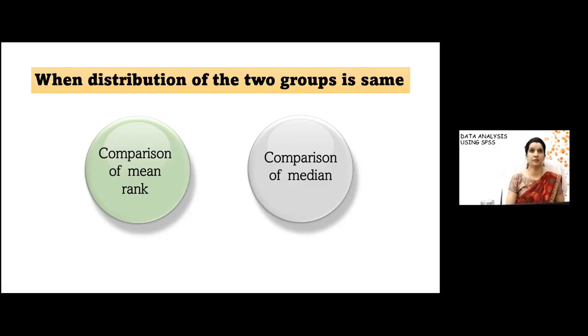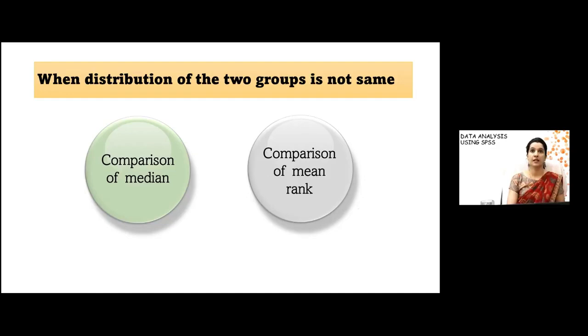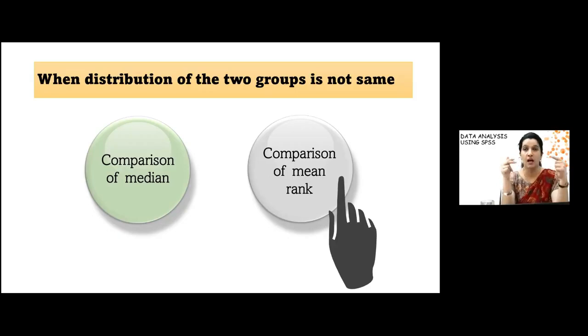When the distribution of the 2 groups is the same, like in the first case, where there is a skew, but both the groups have got the same skew, either the right skew or the left skew, then the right option would be the comparison of median. But if the distribution of the 2 groups is not the same, then the right option would be the comparison of mean rank. That we will see in the data set, how to do that. So is that clear to you?